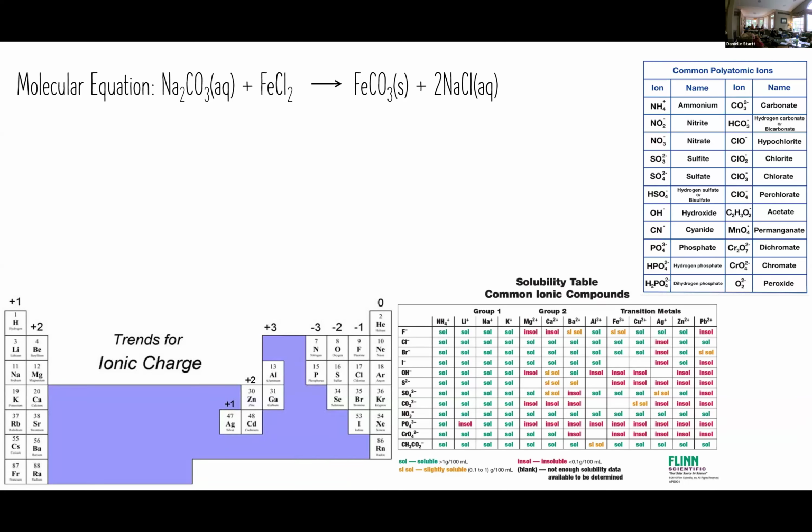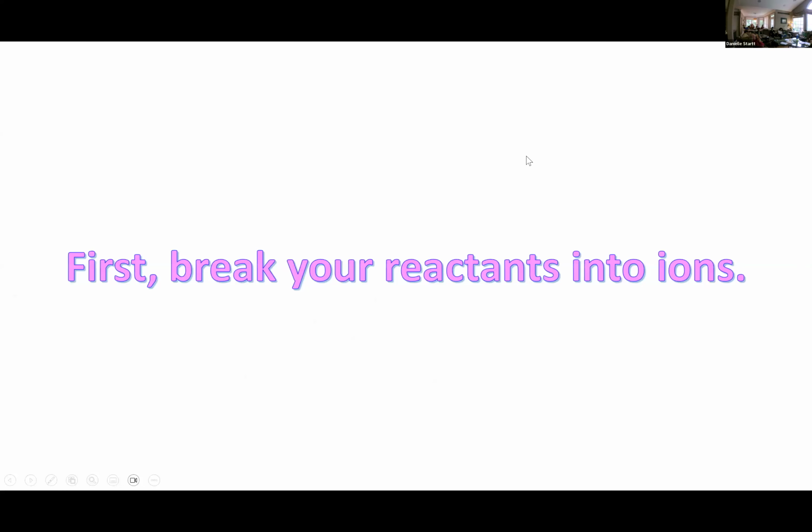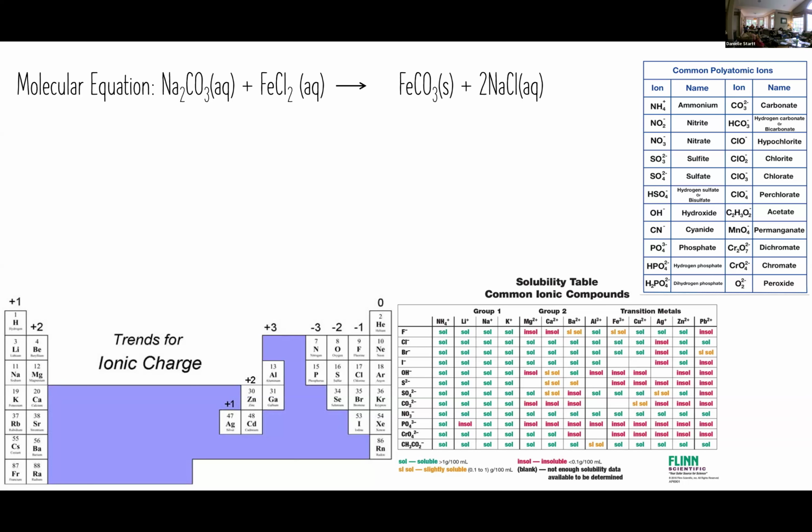So Na2CO3 aqueous plus FeCl2 yields FeCO3 solid plus 2 NaCl aqueous. All right. Okay, so I think just about everybody's got it. So now what are we going to do? We're going to break our reactants into their constituent ions. So how do we do that?